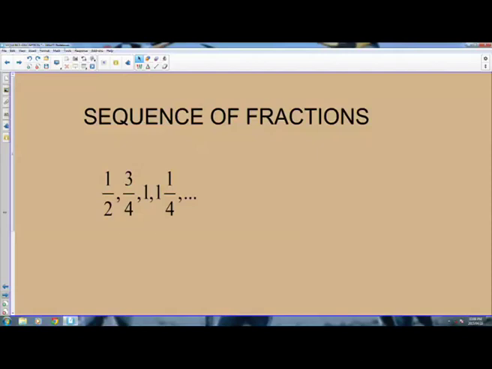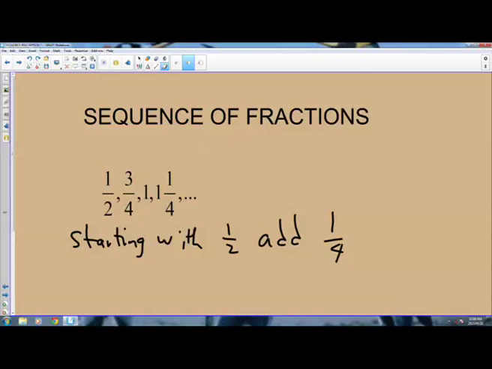So how do we describe this in words? It will be starting with half, add, it should be add, you add 1/4. So this is how this sequence is formed. Starting with a half, you add 1/4. Now you can go on and write the next two terms within this. All you need to do is to add 1/4 to this.